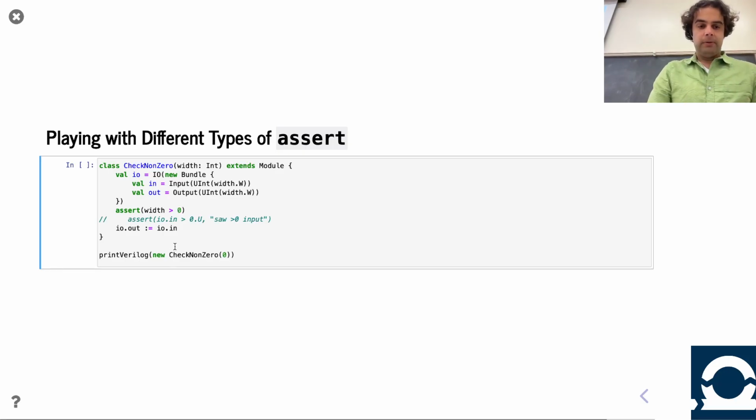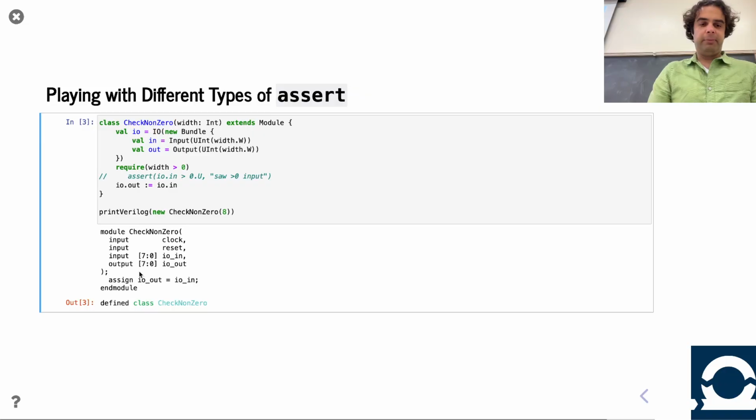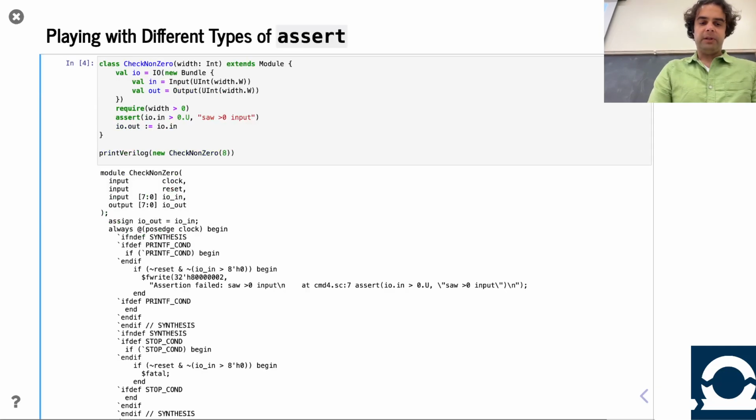Now, note that, let's say I make this back to a require and I don't fail the assertion. So now we actually get a Verilog, right? Okay, it's just a pass-through module, nothing crazy. If we put on this assert, which is a Chisel assert, the type here is a Chisel Bool, comparing Chisel objects, we get all this junk, right?